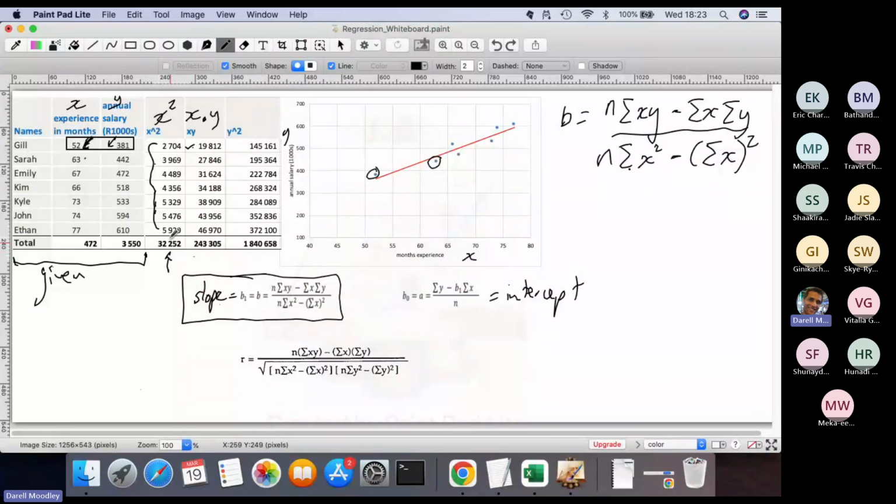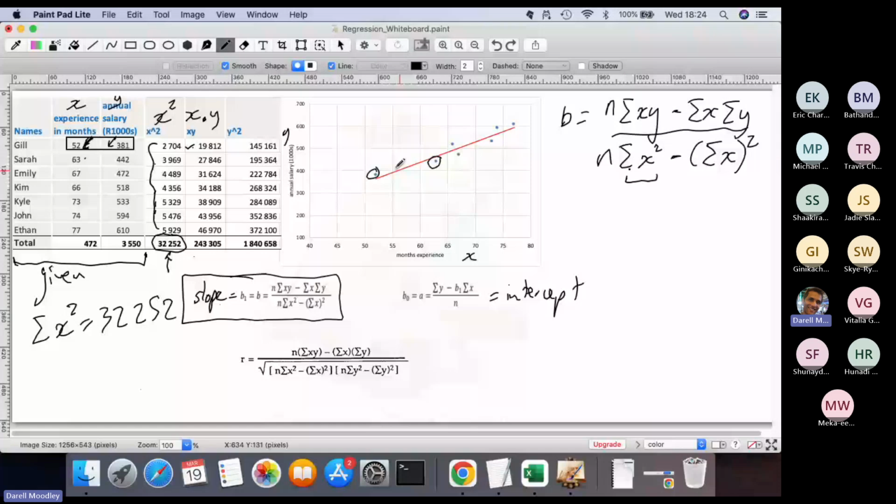I get a total of 243,305. Why I'm doing this is because the total for the x squared column is the sum of all your x squared values, and that's 32,252. That is what's needed in the equation. That's why I've created this column, and that's why I'm doing the totals.